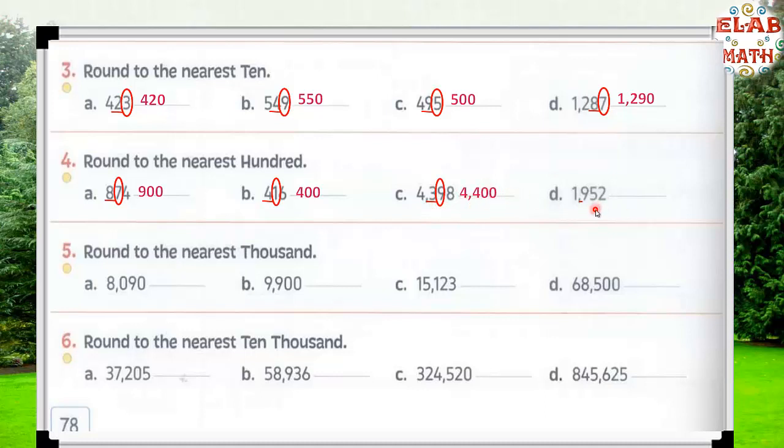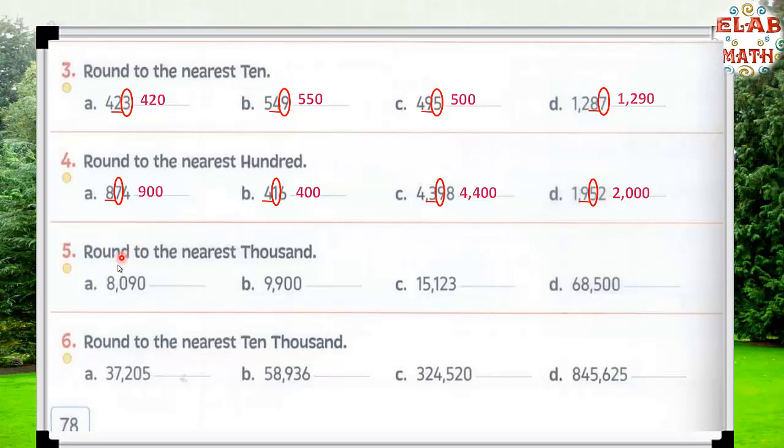9 is more than 5, so you should add 1, 2, 3 to be 44. 4,400. Hundreds place 9 and here we have 5. We said 5 or more than 5, you should add 1. But focus, if you have 9 in your place, you should put 0 instead of 9 and add 1 to the next digit from the left side. We put here 2000, right?